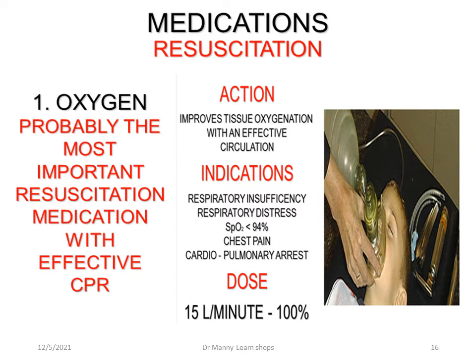Resuscitation medications for pediatrics, probably the most important one is oxygen. And this is important, especially with effective CPR. It improves tissue oxygenation. It's indicated for respiratory insufficiency, distress, failure, saturations of less than 94%, chest pain, cardiopulmonary arrest. And the dose is always at its maximum, 15 litres per minute, which should provide 100% oxygen.